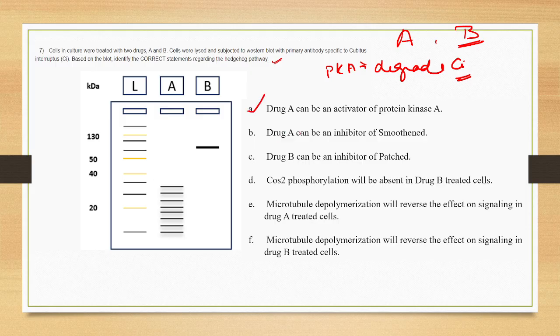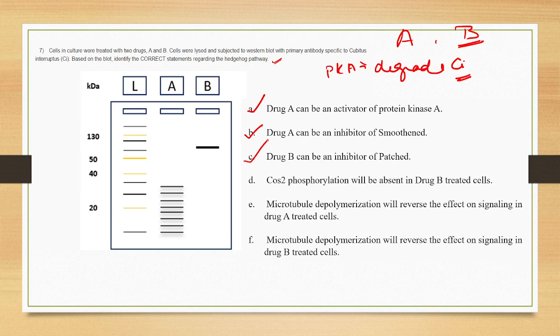Then drug A can be an inhibitor of smoothened. Can it be an inhibitor of smoothened? Yes, because smoothened helps in preventing the degradation of CI. So if smoothened is inhibited, the degradation of CI would be more. So yes. Then drug B can be an inhibitor of patched. Yes. Why? Because patched proteins inhibit smoothened. If patched is inhibited, that means smoothened is activated. If smoothened is activated, that means CI will not be degraded. So drug B can be an inhibitor of patched.